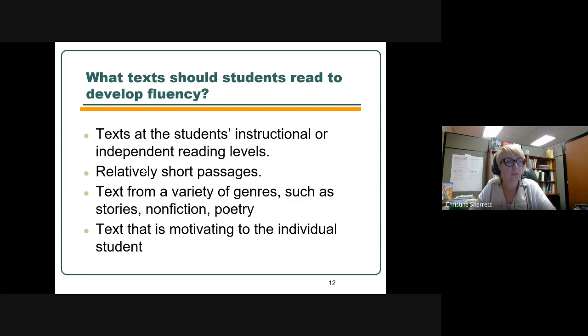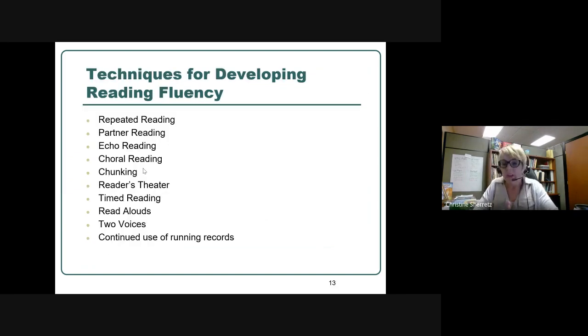Text at the students' instructional or independent levels is important. Have relatively short passages. You need text from a variety of genres. You can use poetry, nonfiction, narrative stories. And you need texts that are motivating for the students. Now, I'm not going to go into all these strategies because this is your job, but these are just some strategies that you can use for fluency: repeated readings, partner reading, echo reading, choral reading. I have a big list here.